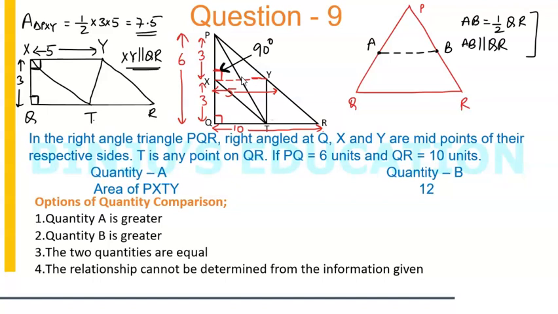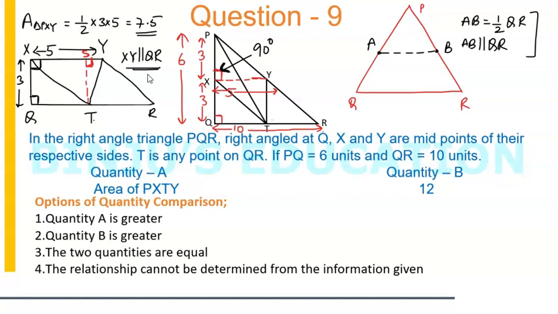Now, if you want to calculate the area of triangle XYT, let's consider the base to be XY. Then the only thing that we need is the perpendicular distance from the opposite vertex. And it would be this. Let's call this point S, for example. So we just need the value of TS. That's the perpendicular distance between QR and XY.